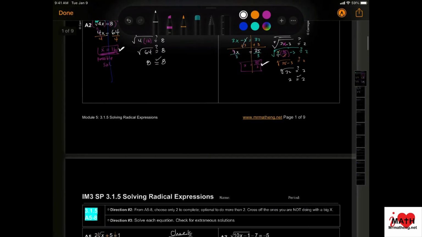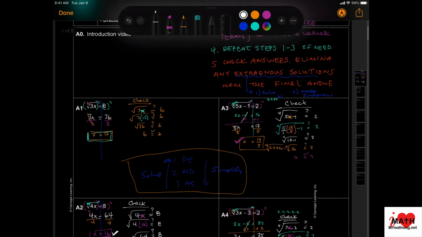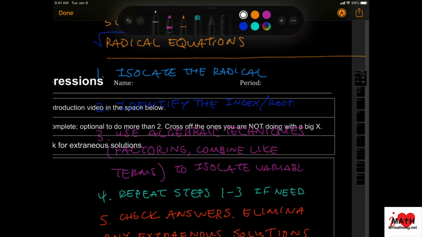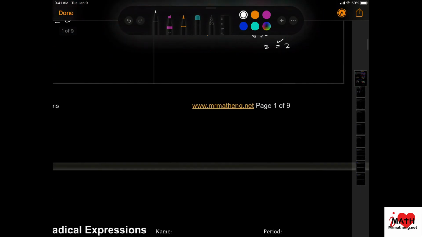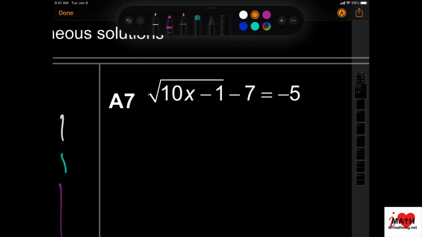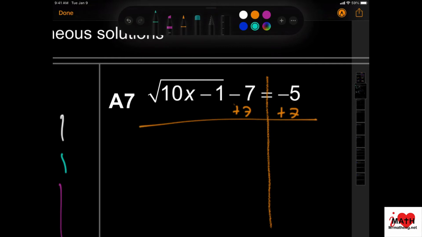Okay, again, our steps are, where did I do those steps? They're way up here. Isolate the radical, identify the index and root, and then use algebraic techniques, and repeat steps, and then check your answer. So let's go down to A7, and you'll recognize that it's not isolated because this is outside the radical, and we kind of need to get rid of that, okay? So let's go ahead and add 7. This would give us 0 here, and this would give me a +2.